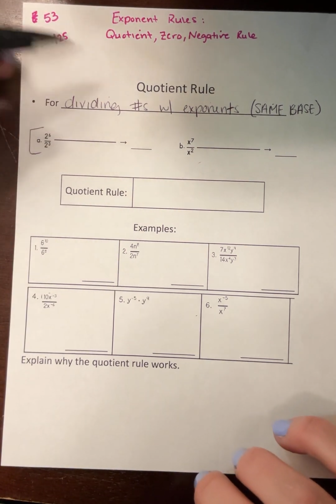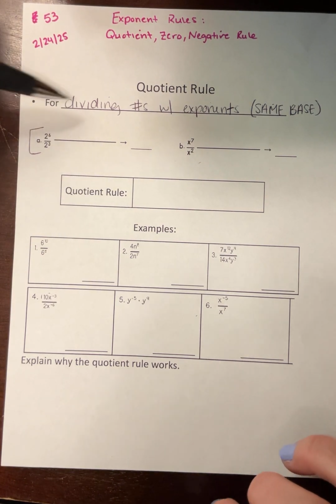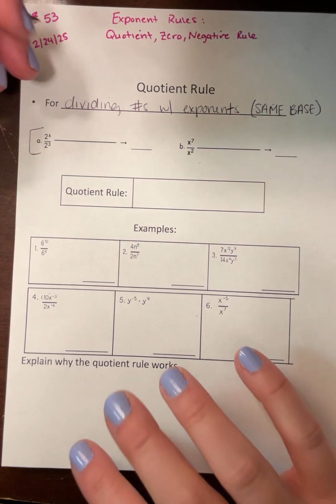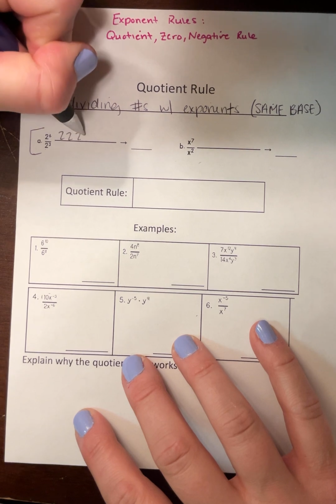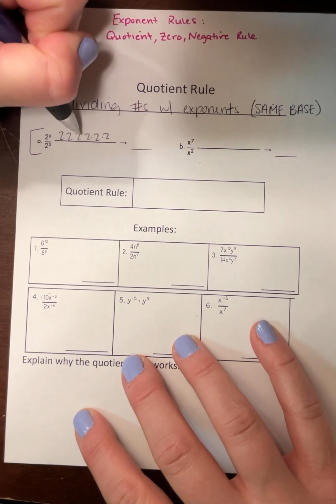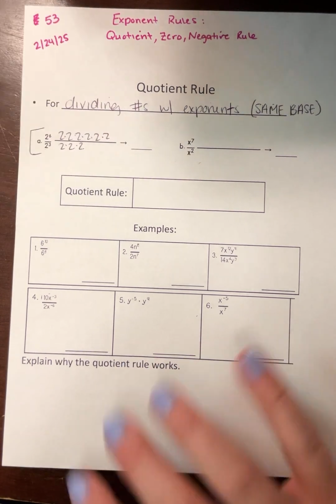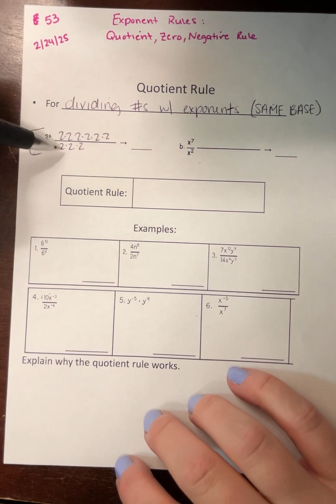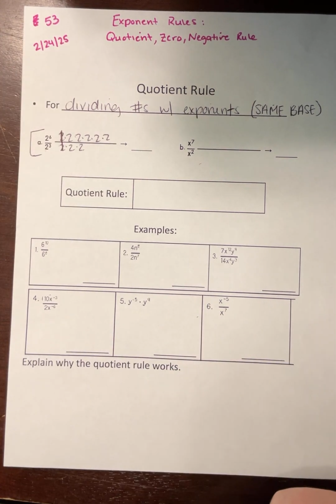So first thing, we're going to use our quotient rule. We see a division problem here because that's what it's for, is dividing. And we see same bases here, and that's exactly what we need. So first thing, let's take this and expand it out. 2 to the 6th means 6 2's being multiplied. 2 to the 3rd means 3 2's being multiplied. And if you remember back to 3rd grade, any number divided by itself makes 1. So 2 divided by 2 makes a 1.